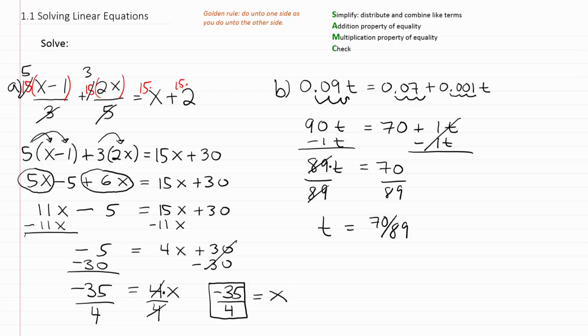Now we could try to reduce the fraction here if we wanted to, but I don't think we're going to find anything in common between these two. I don't believe that 89 is divisible by 7, and we won't get a 2 or a 5 in 89, and those are the only factors 70 has. So I think we can safely say that this fraction is already reduced as far as it can be reduced, and so our answer is 70 over 89.